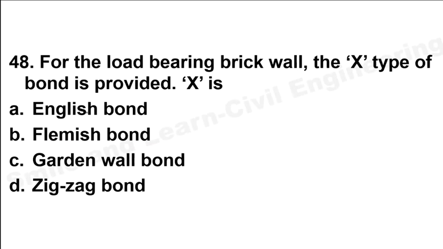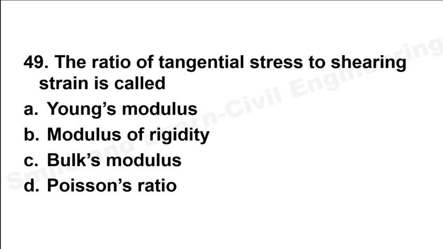Question number 48, for load bearing brick wall, X type of bond is provided. Load bearing brick wall, what is the meaning? I am leaving this question for you all. You can answer it if you like to, or we will answer it after a little bit of research. Okay. Question number 49, ratio of tangential stress to shearing strain. Tangential is nothing but the shear stress. So shear stress to shear strain is the modulus of rigidity. Okay, correct answer is option B.